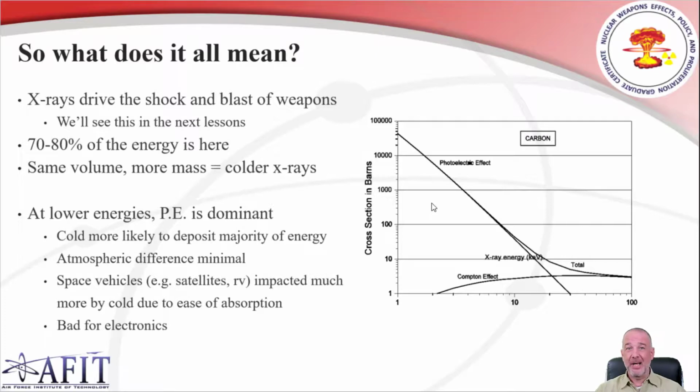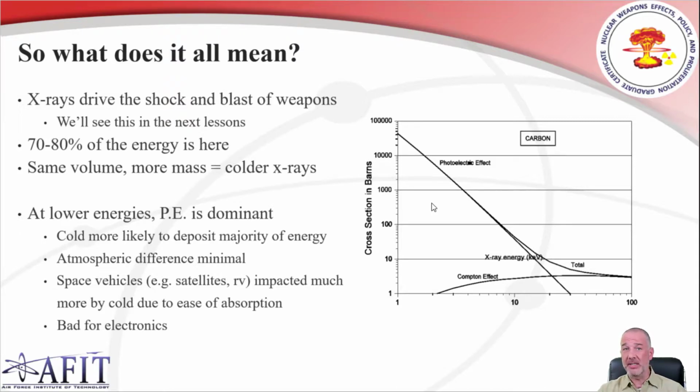However, if we talk about a weapon detonation in space, where there are things that can be interacted with by the X-rays, like satellites, re-entry vehicles, shuttles, basically anything out in space, colder X-rays, because of the tendency to interact by photoelectric effect at lower energy, will be more likely to deposit large amounts of energy in something like a satellite or a re-entry vehicle, doing quite a bit of damage, more so than would be created if the photon energies were much higher.